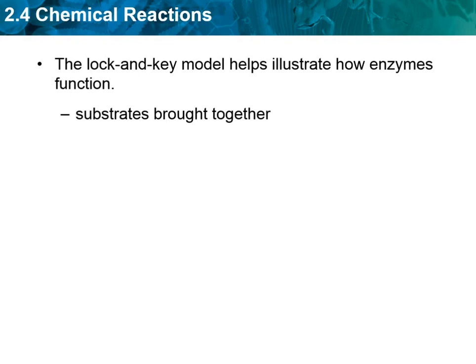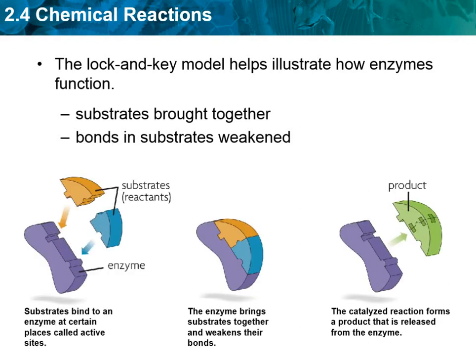So substrates are going to be brought together. The bonds in the substrates are weakened. So you've got the substrate. It's going to bind to the enzyme in a certain place called the active site. The enzyme brings the substrates together and weakens their bonds. And then the catalyzed reaction forms a product that's released from the enzyme.